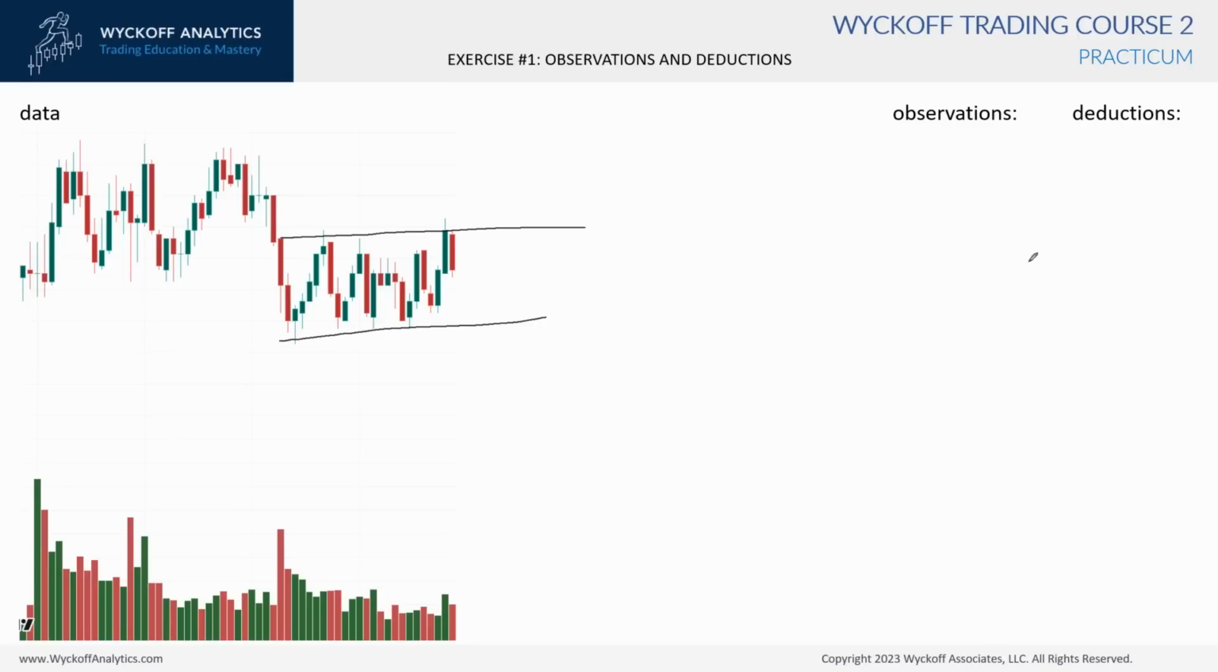Question from Patrick: if you see the stopping volume, why wouldn't you consider exiting? That's a good question. Patrick, what if we are expecting that there's going to be a continuation of a downtrend? Would we have any premise to hold on to the current short position?